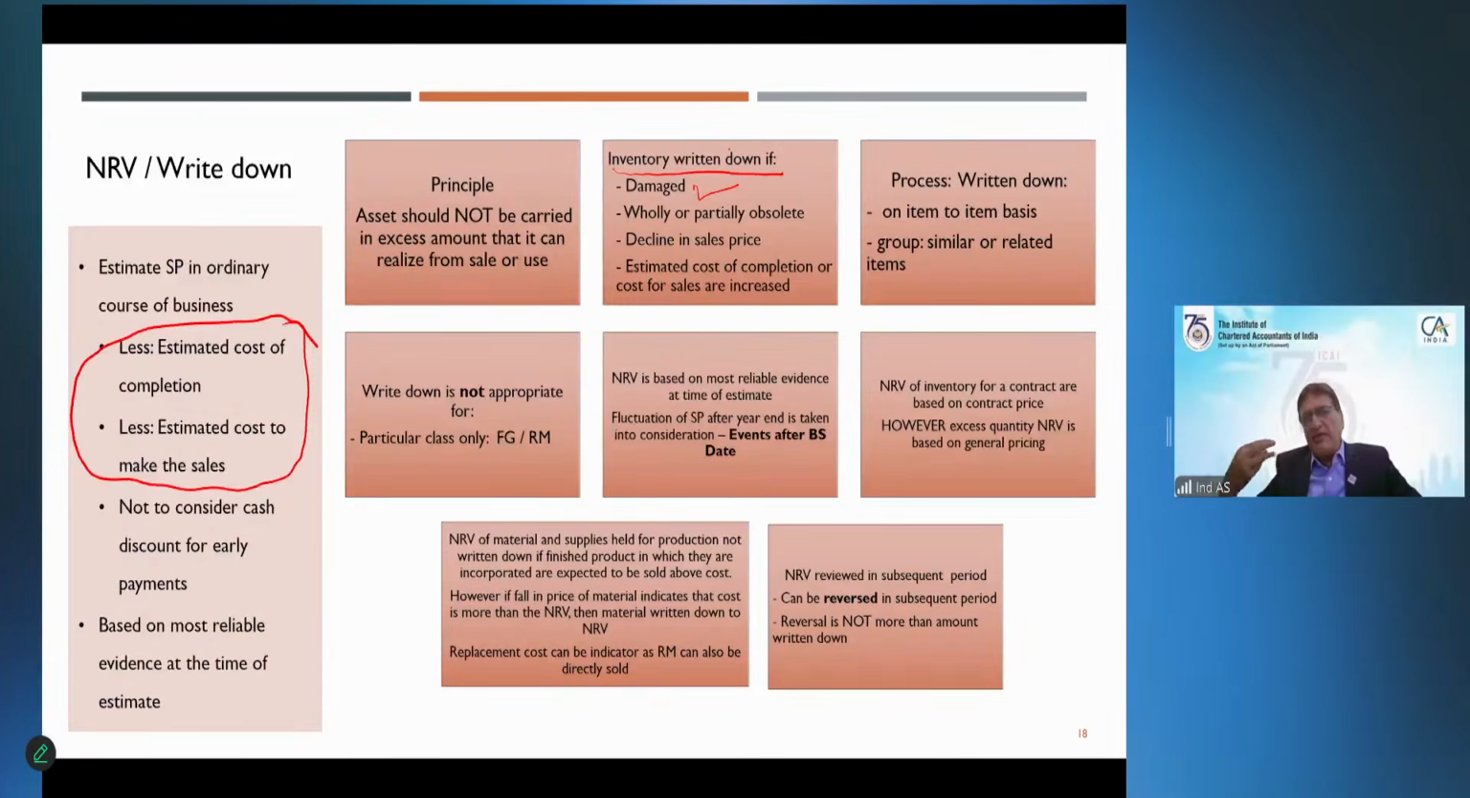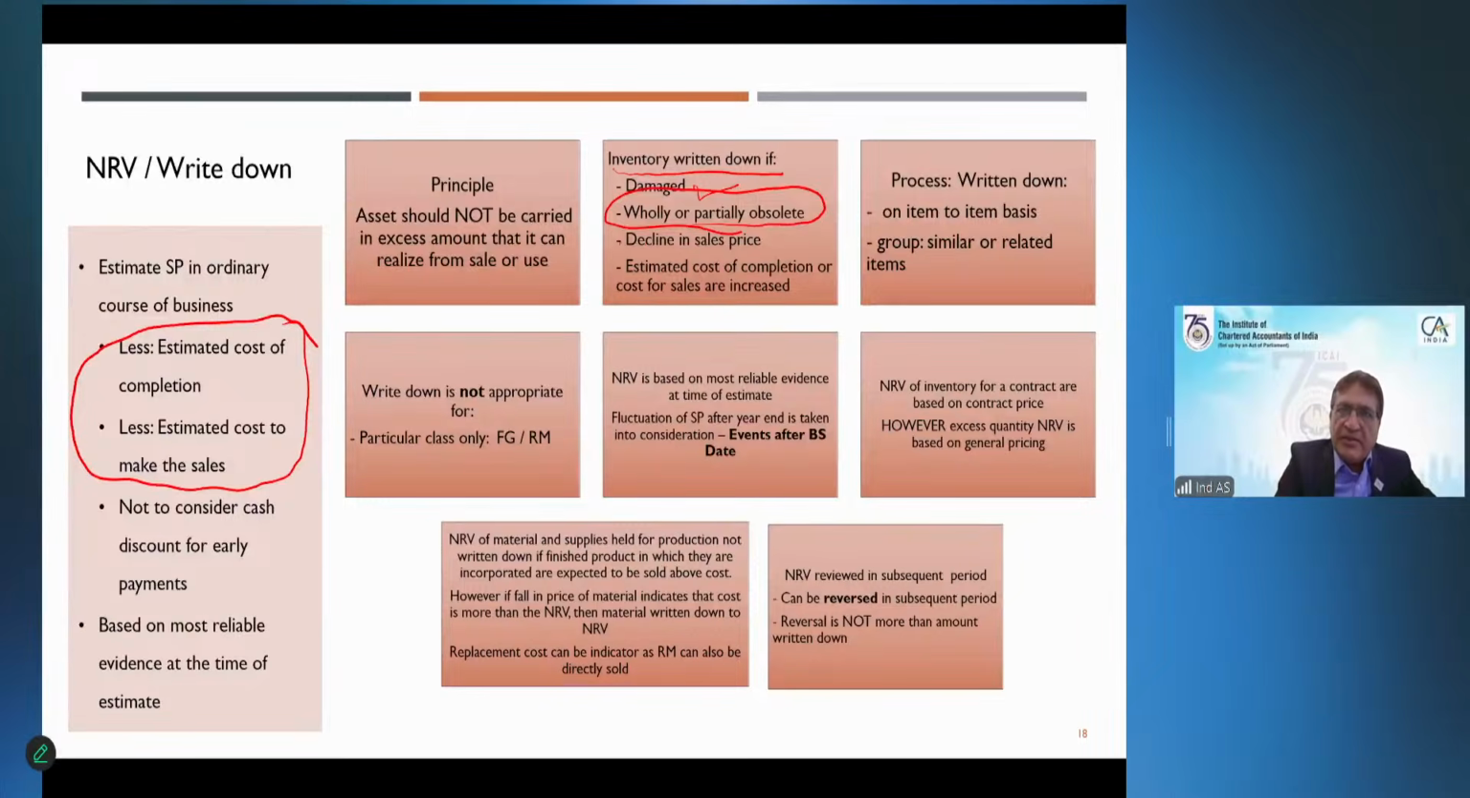Now, when you are changing this inventory from time to time, broadly it is obsolete, or maybe it will not realize the value that you would have expected. So whenever we are wholly or partially writing down the obsolete, basically it is a type of NRV testing.